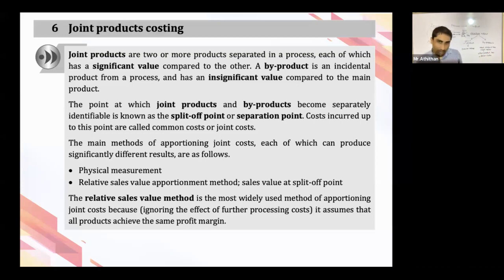So we are using the common inputs, we are using the common process, but at a certain point the products become separate. So that point is called a split off point or separation point. Costs incurred up to this point are called common cost or joint cost. So until the split off point is reached, the cost is a common cost.